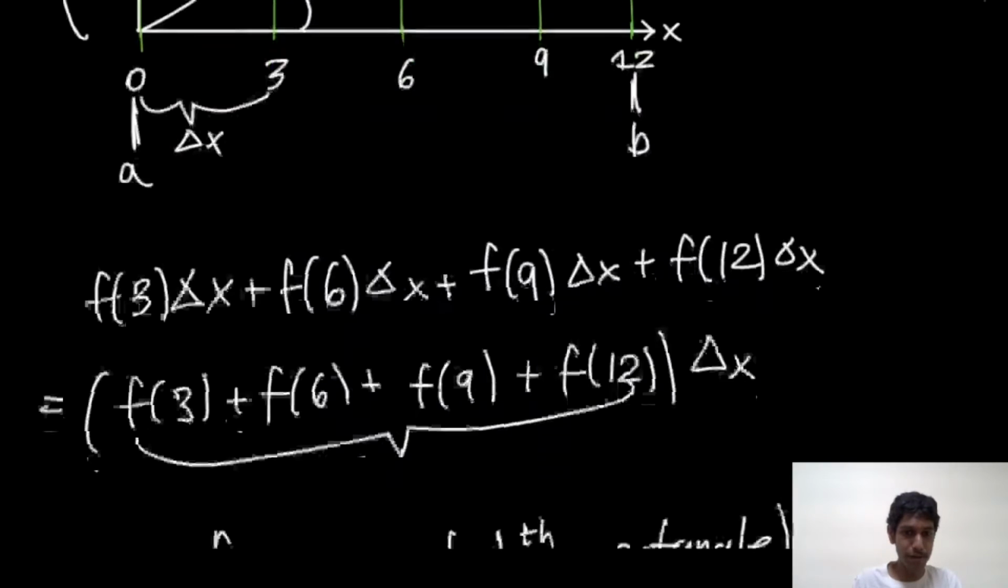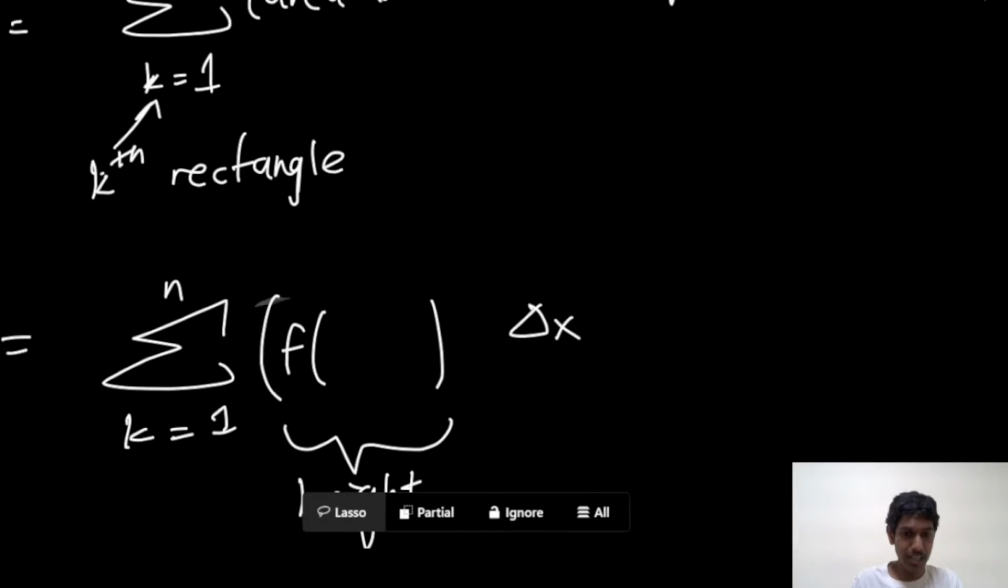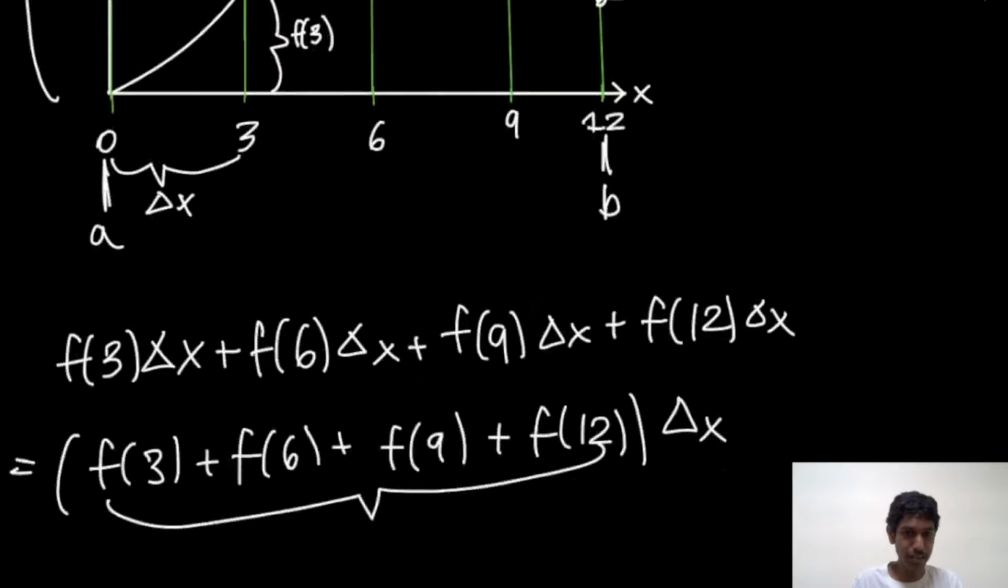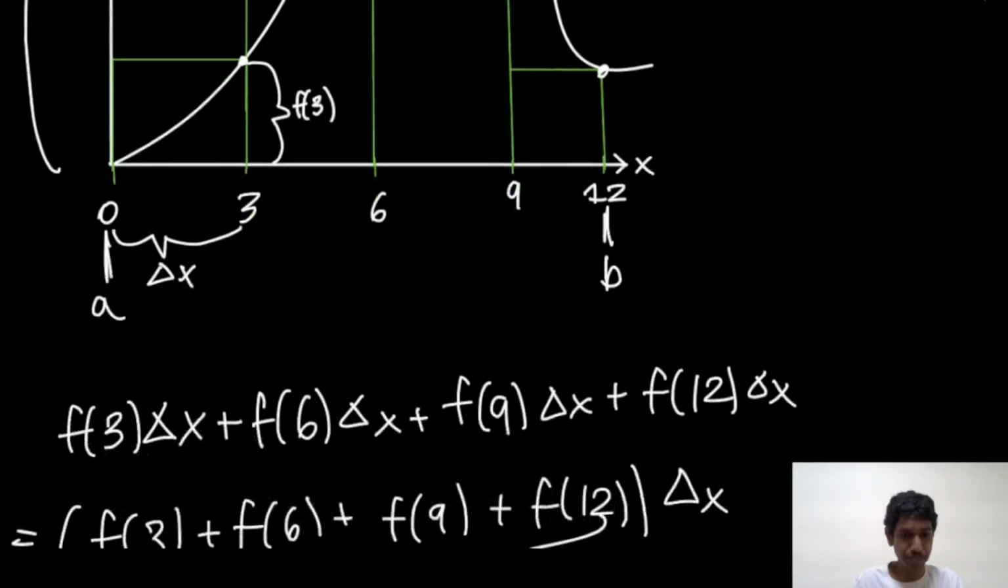Well, it's going to be f of something, for sure. We know that, right? And, well, what is the x value that we take f of every time? Well, we go in multiples of delta x, starting from a, right? We start at a equals 0, and then we add 3, and then we add 6, and then we add 9, and we go all the way to 12.